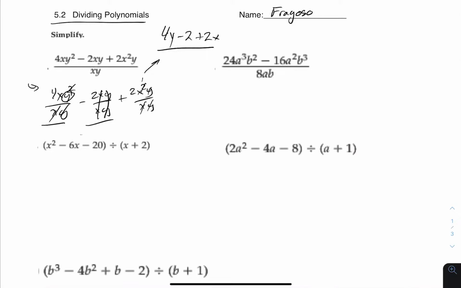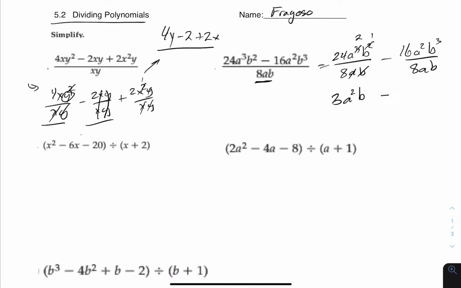So same idea. You're divided by a monomial, so just separate it. 24a cubed b squared over 8ab minus 16a squared b cubed over 8ab. Now what we're going to do is reduce. So 24 divided by 8 is 3. A's, right? So 1 cancels out one of these, there's only 2 left. 1 cancels out one of those, and there's only 1 left. So there's 2 A's and 1 B.